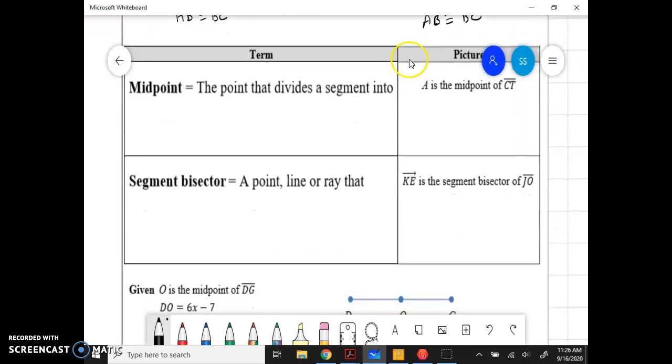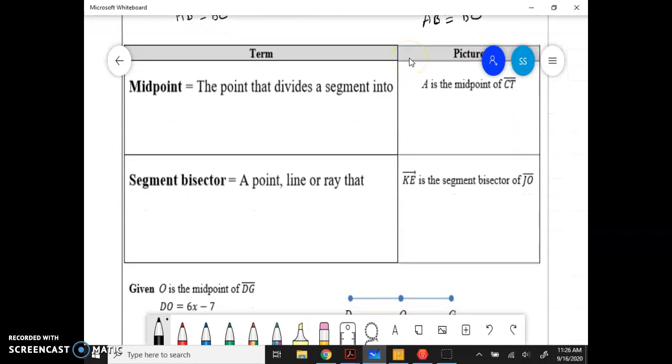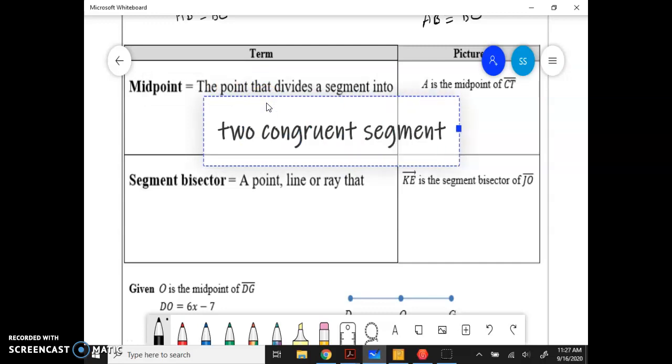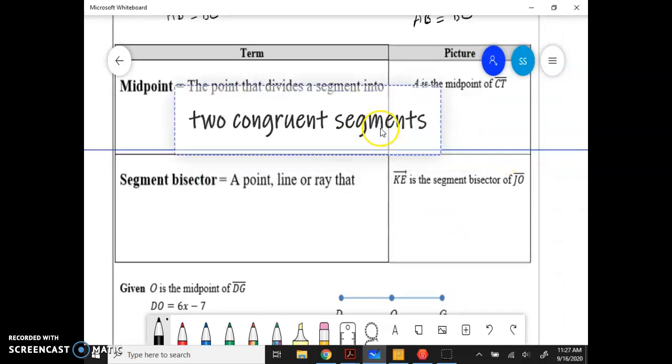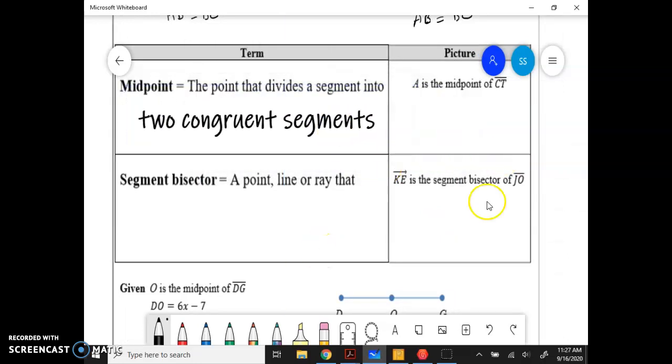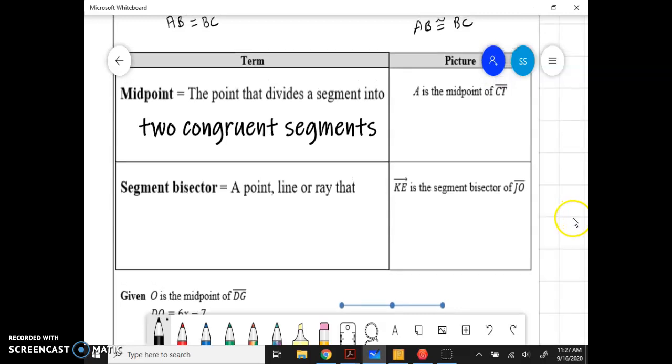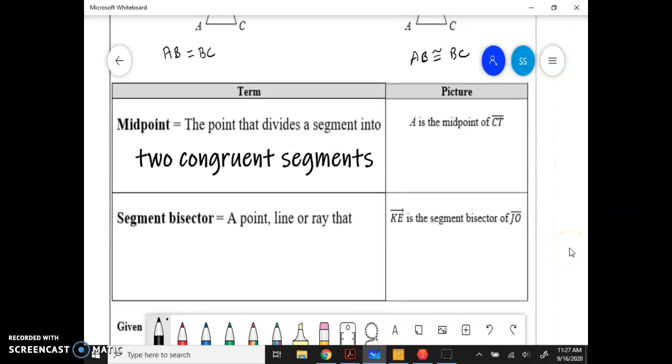All right, moving on. Just a couple of vocab words that we've got to go through here. A midpoint is the point that divides a segment into two congruent segments. So if we know that congruent means the same, they're going to be the same distance, or equal distances, okay? So hopefully this makes sense.